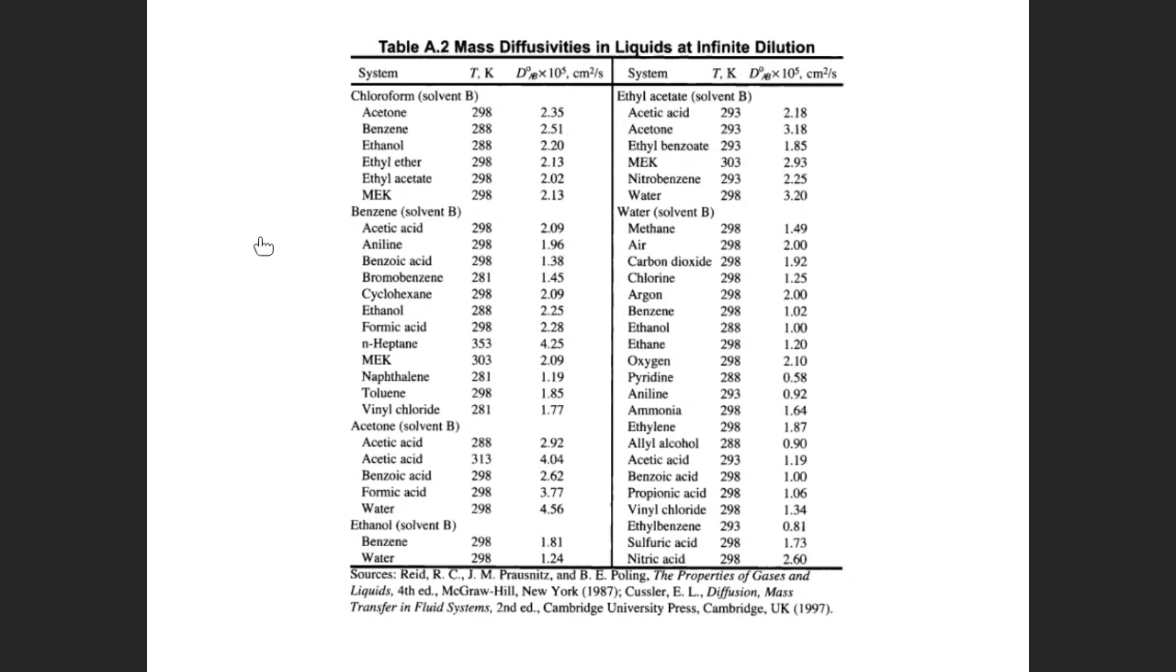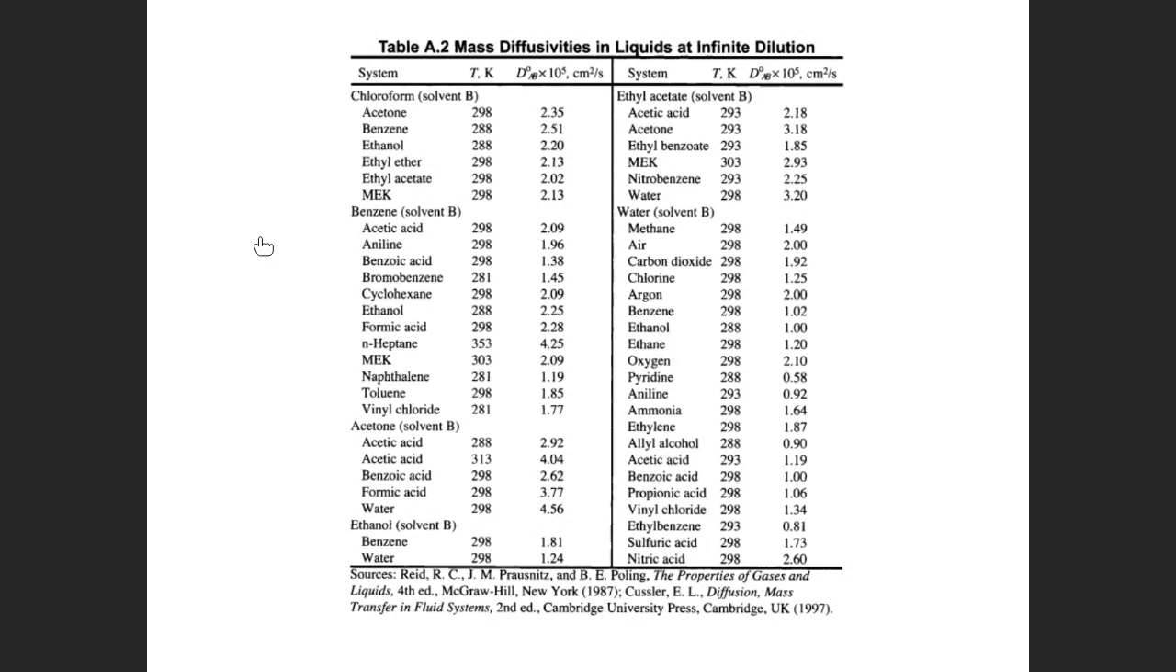So if I say to you the value of the chloroform-acetone system is 2.35, is that correct? No, it has to be 2.35 times 10 raised to minus 5. Yes, that should be multiplied by 10 to the power minus 5 centimeters squared per second. And remember the range of the values that we gave you was in meters squared per second, so you can double check things.